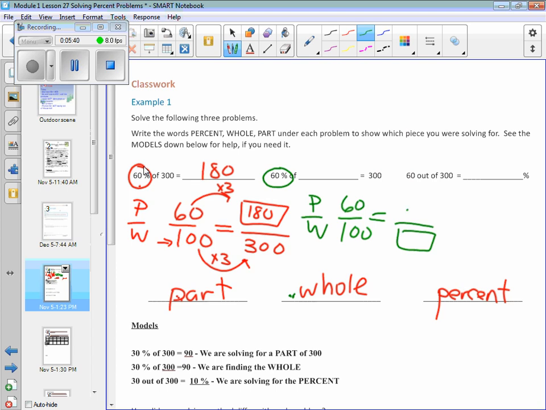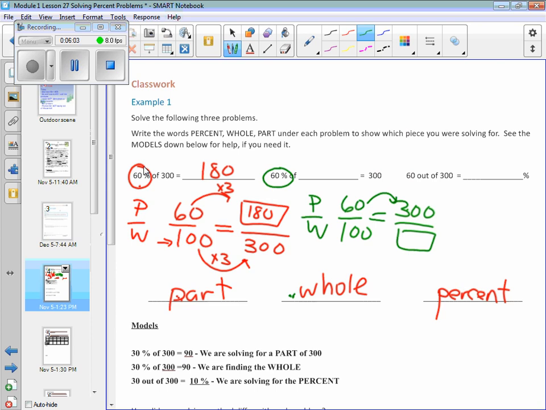What goes here? 300. Same thing. 60 to 300 is a relationship that goes evenly. You just got to figure out what number you're multiplying by, and then do the same to the bottom. If I call on you, just give me the answer.